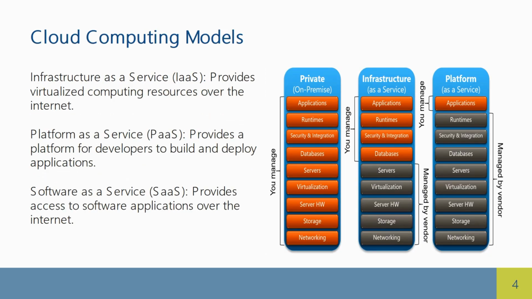Cloud computing models. Infrastructure as a Service, IaaS, provides virtualized computing resources over the Internet. Platform as a Service, PaaS, provides a platform for developers to build and deploy applications. Software as a Service, SaaS, provides access to software applications over the Internet.